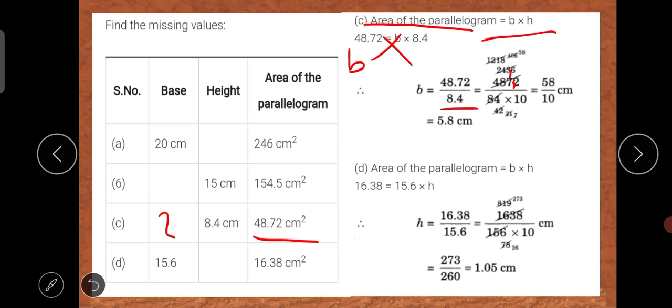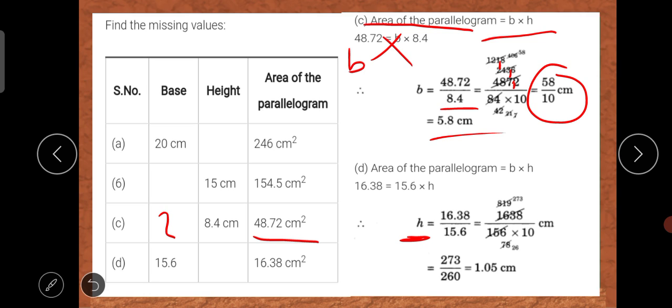So 1218. In that we will write 121.8, and here this is 0.8. Again it is divisible by 3. Then we will get here 7. In this way we are going to cancel, and last we get 58 upon 10. When divided by 10 we will get 5.8 centimeter.